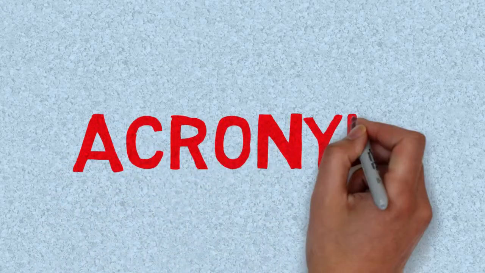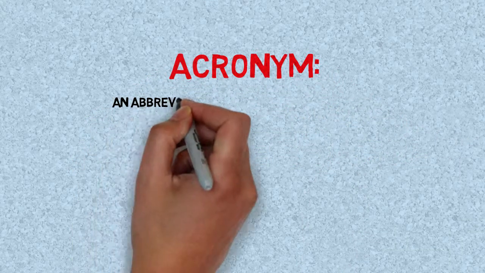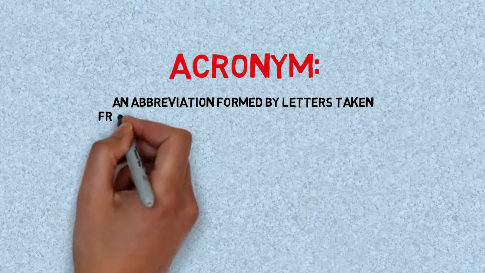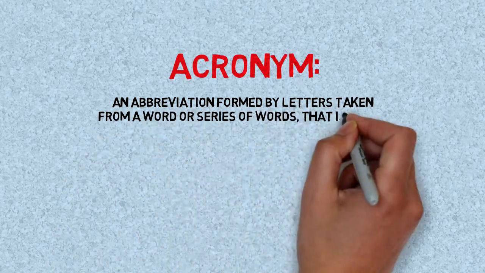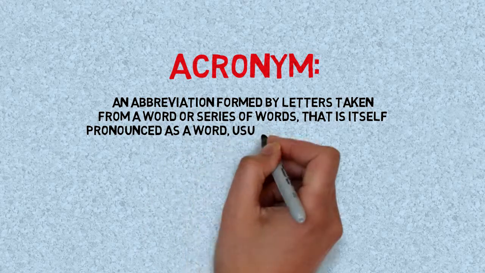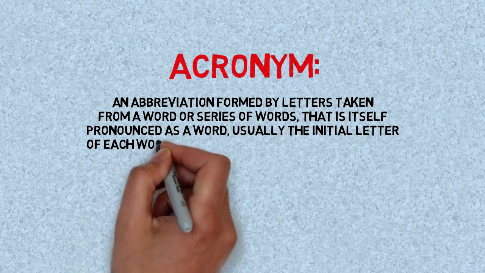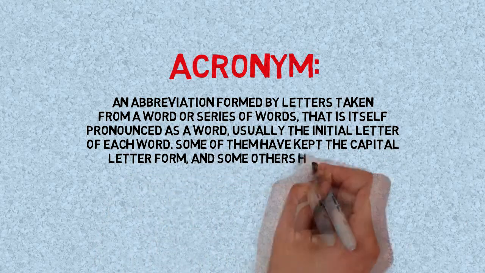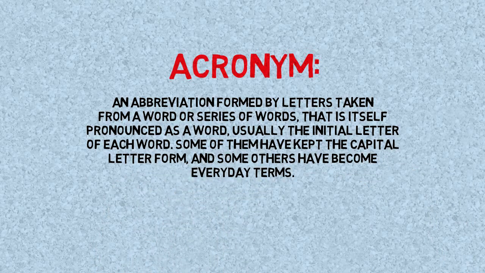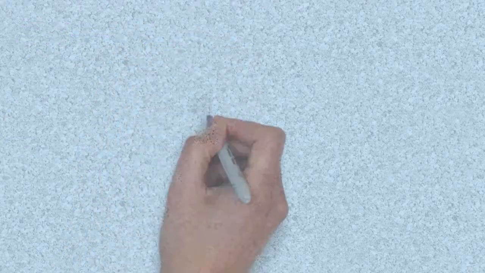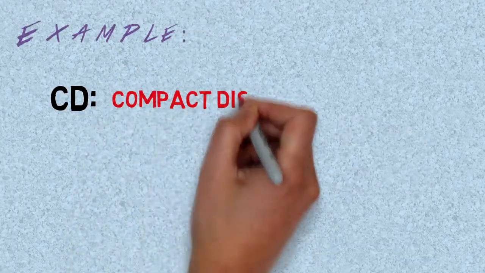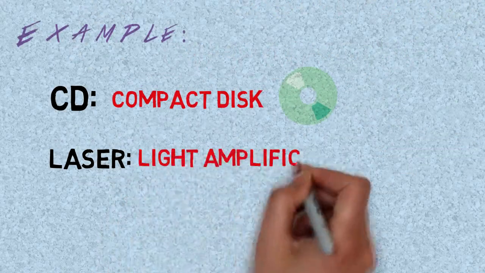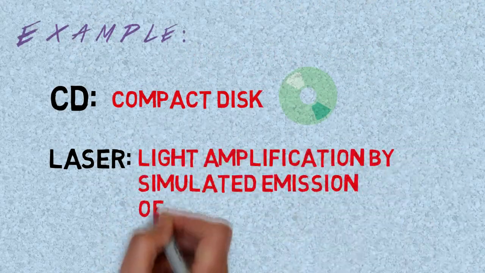Acronym: an abbreviation formed by letters taken from a word or series of words that is itself pronounced as a word, usually the initial letter of each word. Some of them have kept the capital letter form, and some others have become everyday terms. For example, CD, which means compact disc; laser, which means light amplification by stimulated emission of radiation.